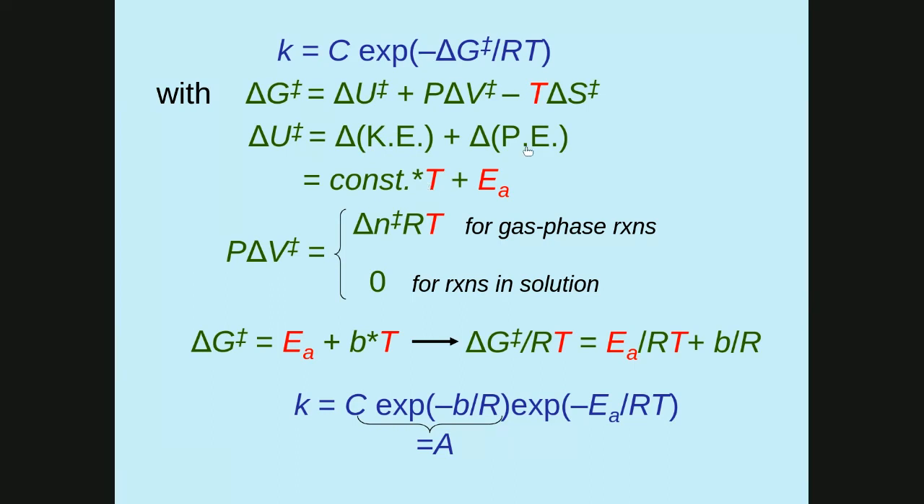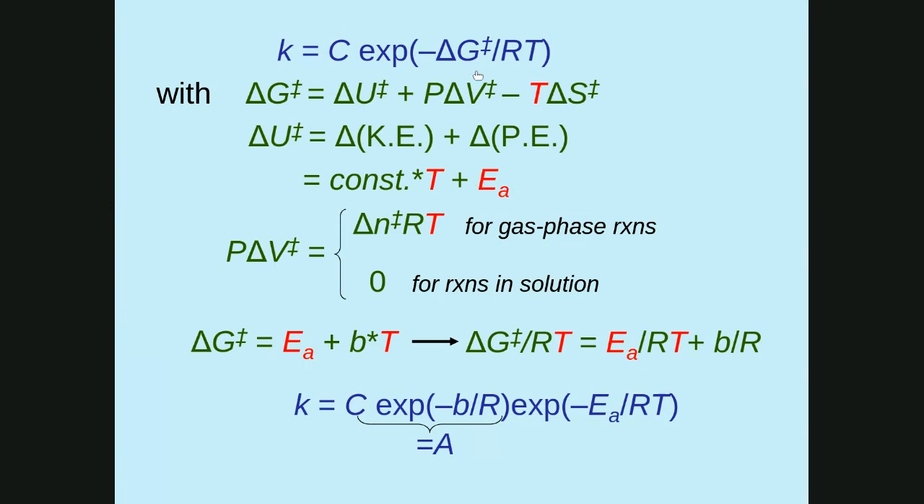Whereas the potential energy difference between the activated complex and the individual molecules A and B is by definition equal to the activation barrier EA. So that is internal energy: something proportional to temperature plus something that is temperature independent, the activation barrier.